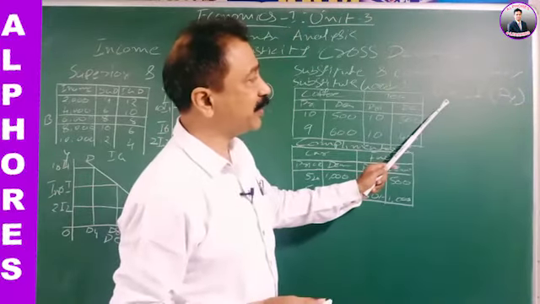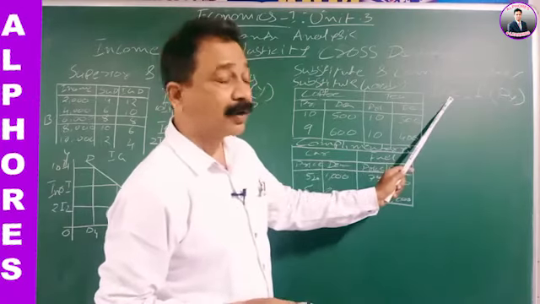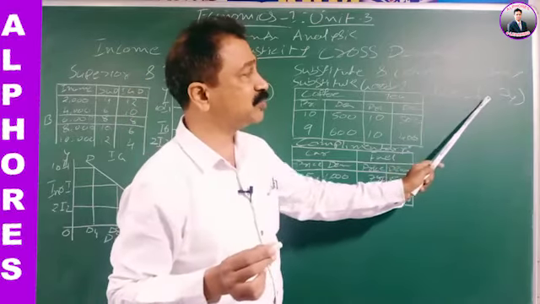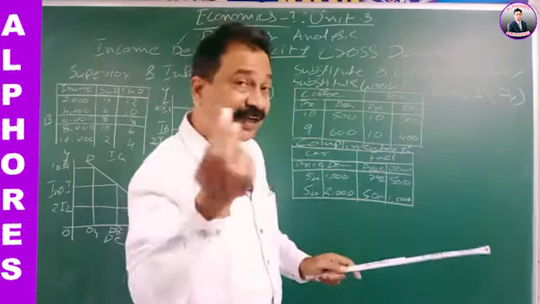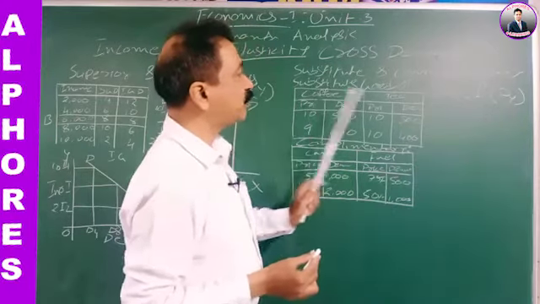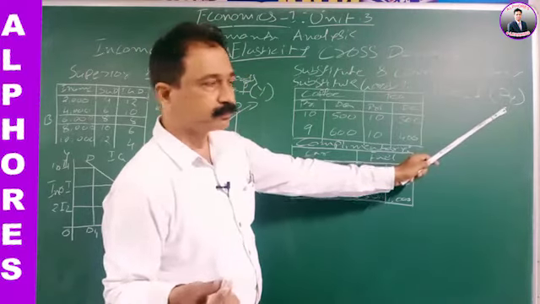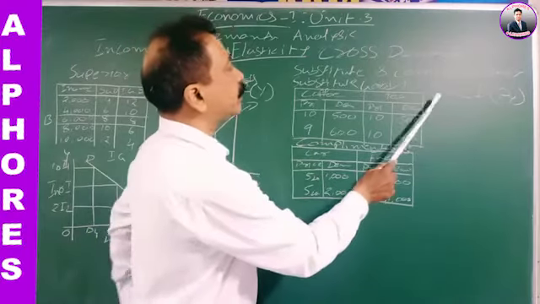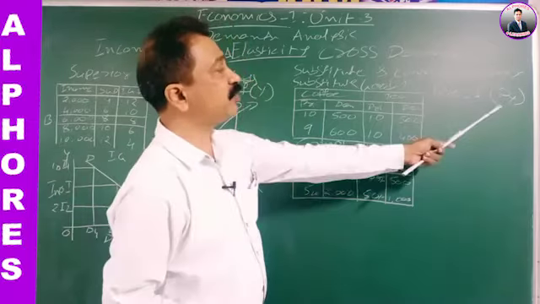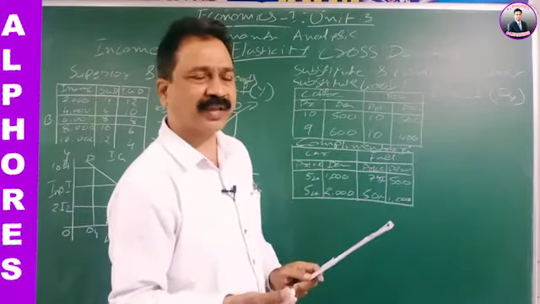Demand of X commodity has a functional relation with price of Y commodity. In the first one, price demand, we have seen demand of X commodity has a functional relation with price of X commodity, that is direct price. Here, price of Y commodity: coffee is X, tea is Y. Possible, no? Or we say tea is X, and price is of what? This Y is coffee. Anything you can substitute in any way.